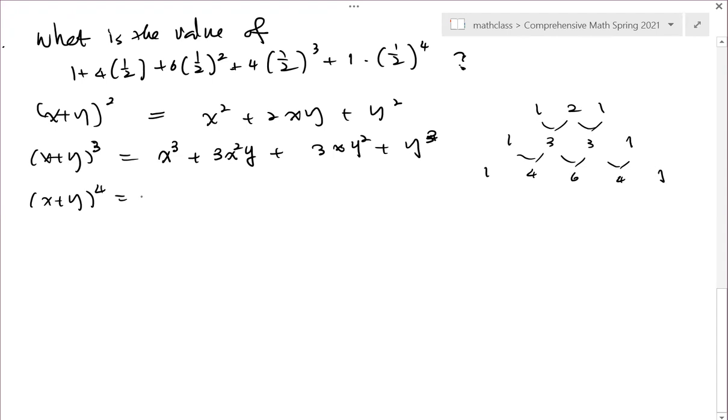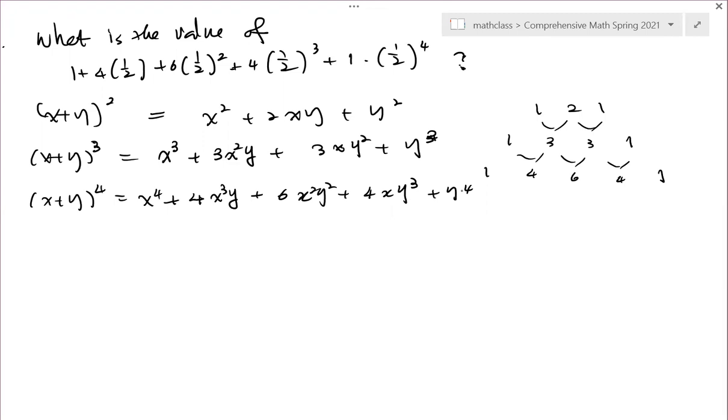So this will be x to the 4th plus 4x cubed y plus 6x squared y squared plus 4xy cubed plus y to the 4th power. Now that's enough, okay?